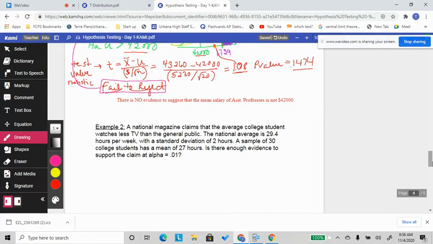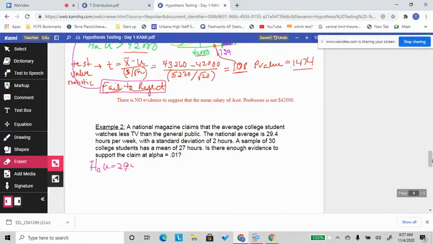Let's try another one. A national magazine claims that the average college student watches less TV than the general public. The national average is 29.4 hours per week with a standard deviation of 2. And this includes Netflix and stuff like that. So H0 is mu equals 29.4. That's the general public. Okay, the national average is 29.4, and there's your standard deviation.